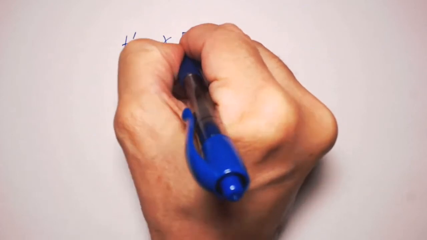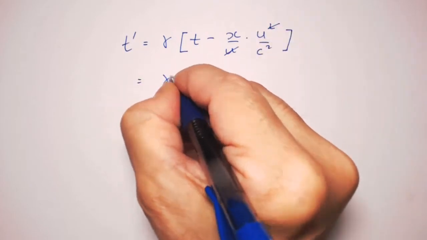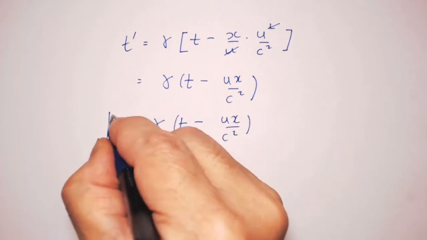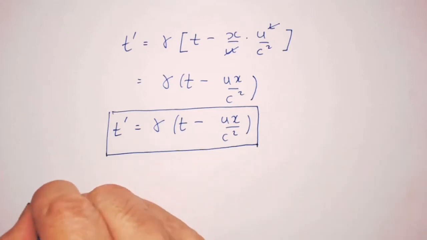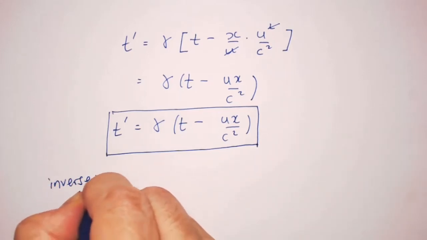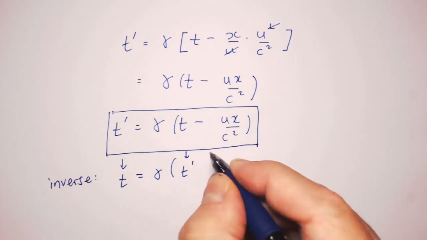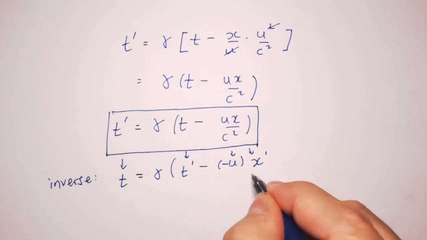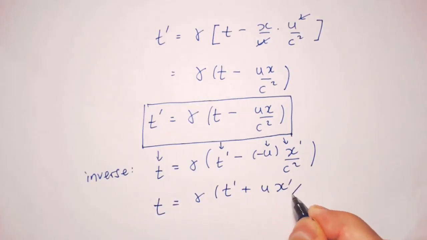Hence, t' is equal to gamma into t minus x upon u times u squared upon c squared, which is equal to gamma times t minus ux over c squared. And this is the Lorentz transformation for time. The inverse transformation is found by applying the relativity principle as before, by interchanging primed and unprimed quantities and replacing u by minus u. So, replace t' by t, gamma is unchanged, replace t by t', and then u by minus u as we did before. Finally, replace x by x', and c squared is a constant, so is unchanged, and this gives us the inverse Lorentz transformation for time.